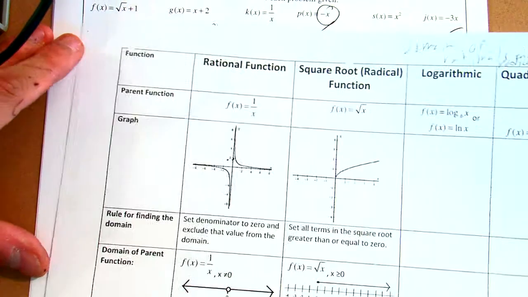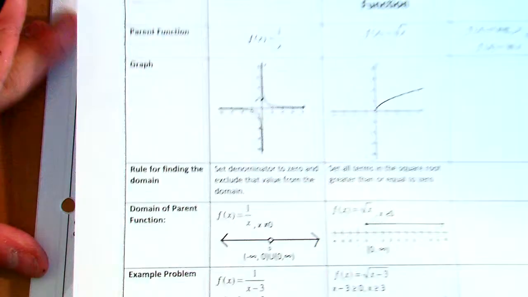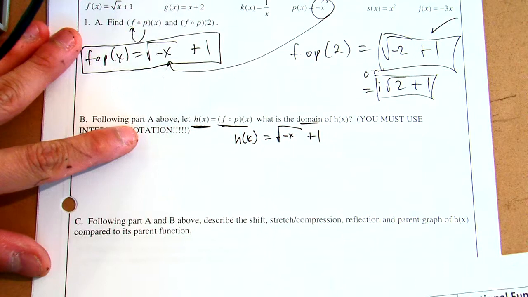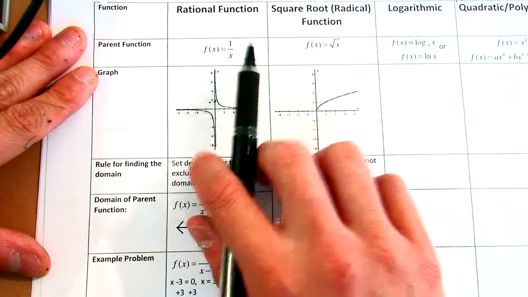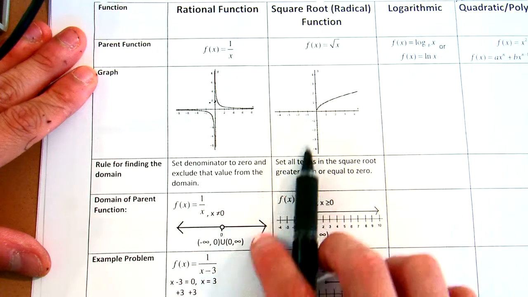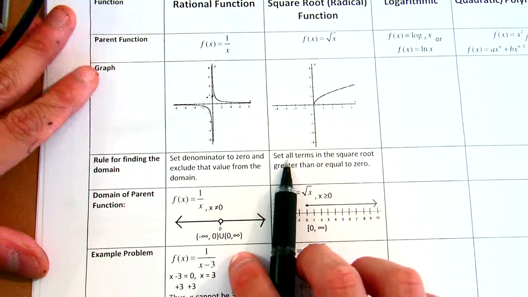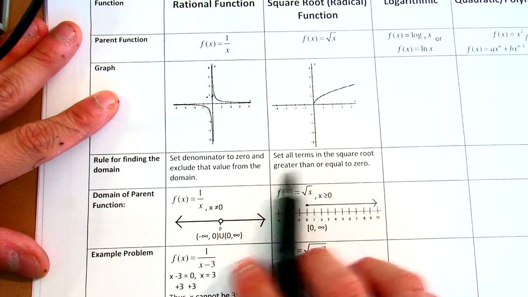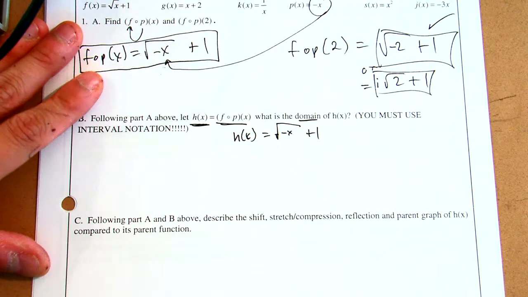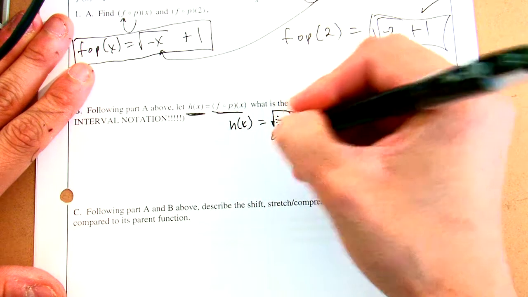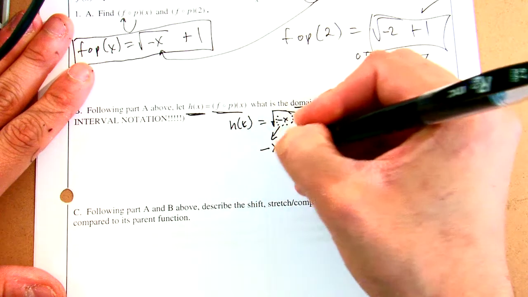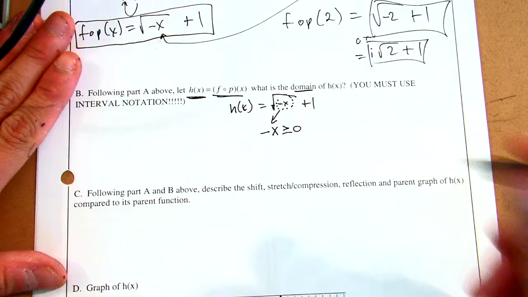This is our domain sheet here, and if you look at it, we have a radical. So we're going to look at the domain under radical and square root, and read the rule. It says set all terms in the square root greater than or equal to 0. This is my square root here, but that's the term underneath it. I'm going to set it greater than or equal to 0 and solve this.